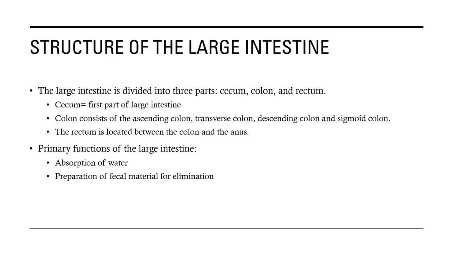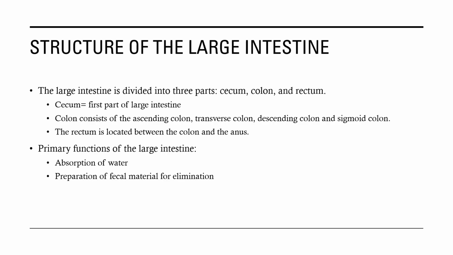The cecum is that first part of the large intestine, and it's right where the end of the small intestine attaches to the large intestine. Then we have our colon, which consists of a few different parts: your ascending colon, your transverse colon, descending colon, and sigmoid colon.